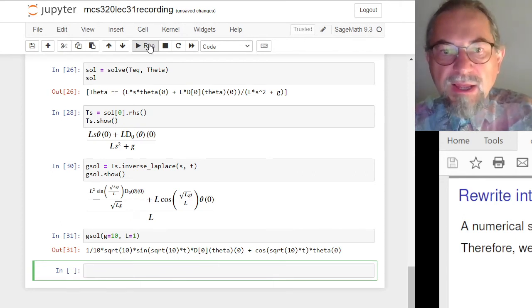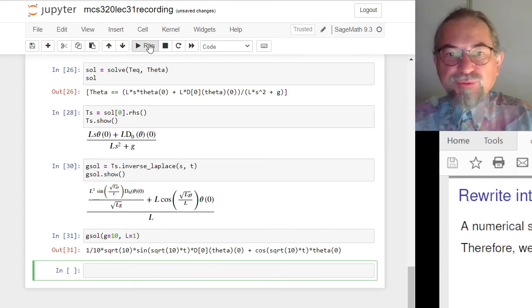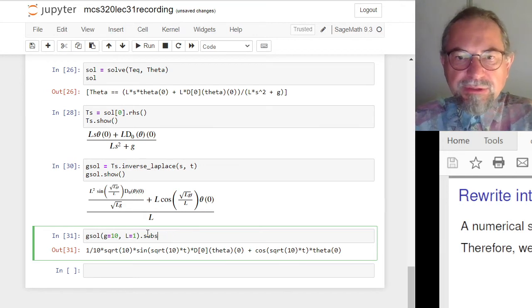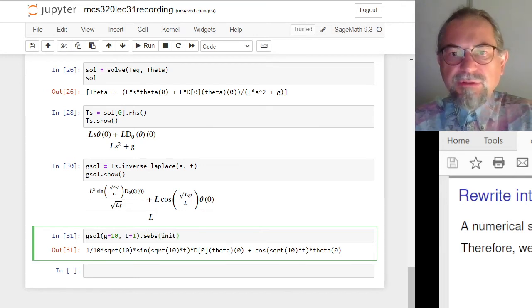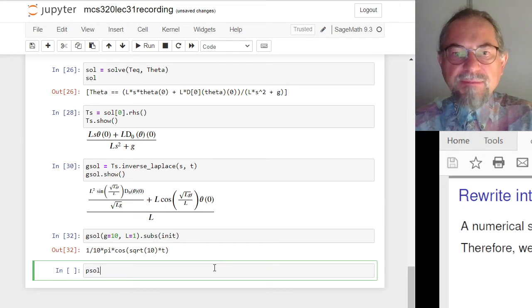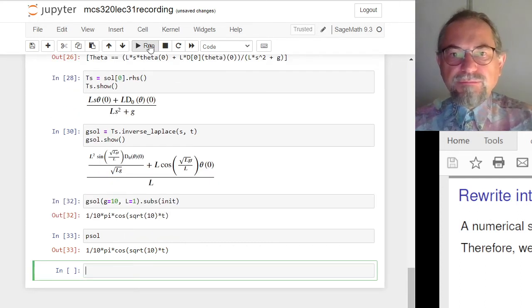And I still have to substitute the initial condition. So let me do everything at once. I'm going to substitute the initial conditions, which are defined by this dictionary. And that gives me the same solution that we had before. So this is the same particular solution.